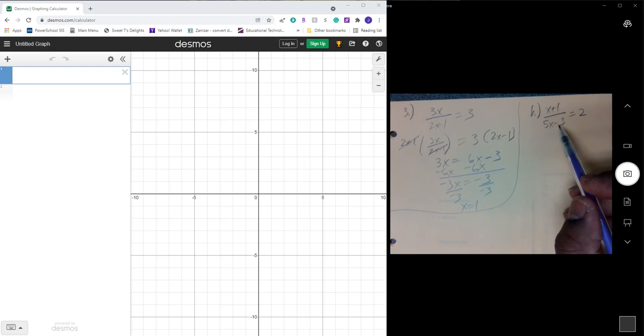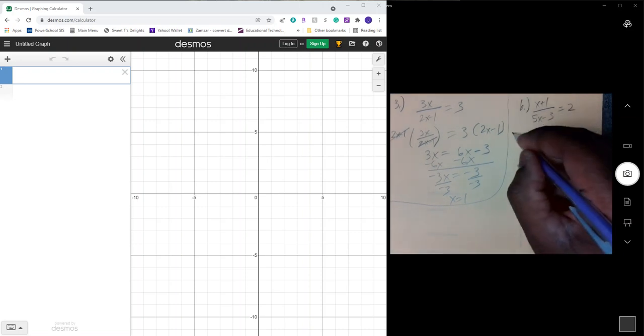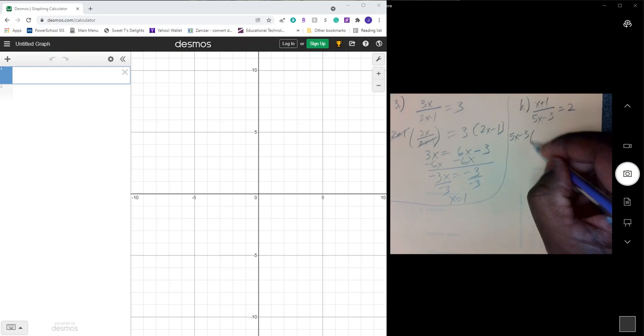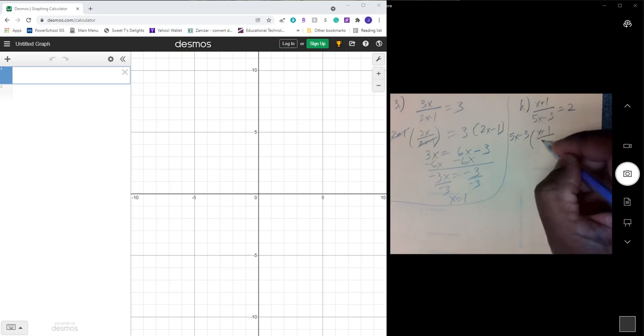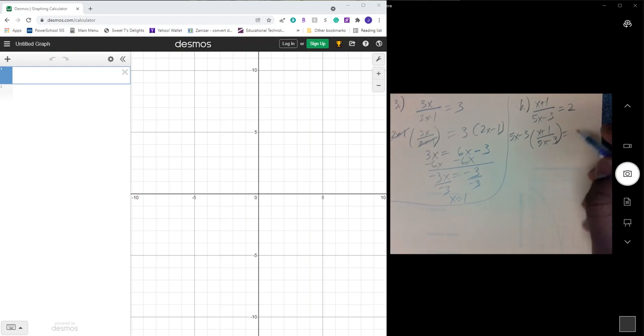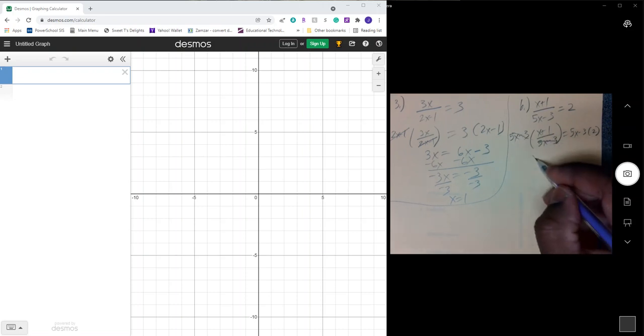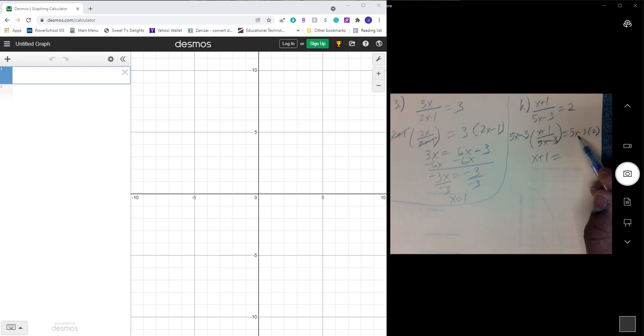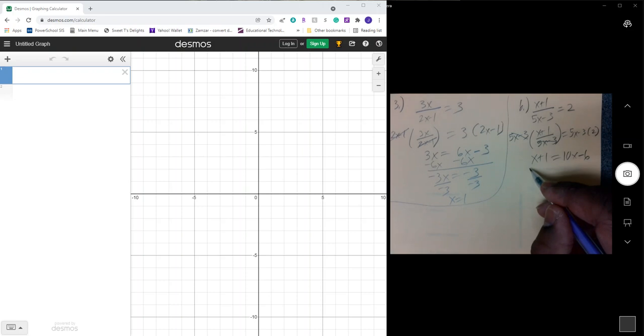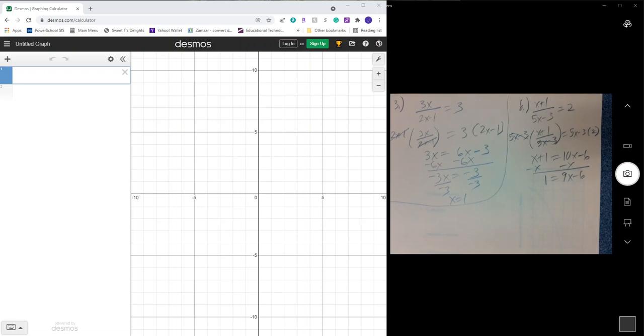Now we have to get rid of this 5x minus 3 out of our denominator, so we'll multiply this whole equation by the 5x minus 3, because remember, we're trying to get x by itself. So these 5x minus 3 simplify out, and you have x plus 1. And then we have 5x minus 3 times 2, so that will give us 10x minus 6. So remember, we're trying to get x by itself, so we can subtract x on both sides, and 1 is equal to 9x minus 6.